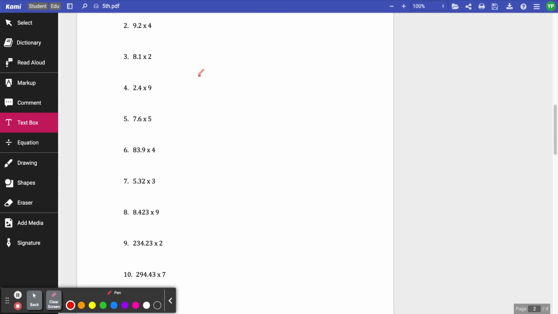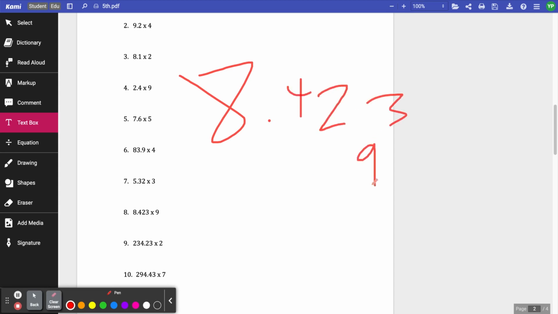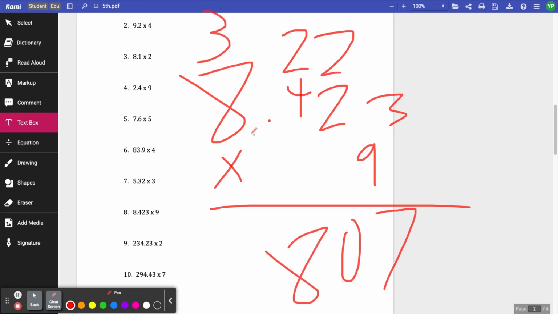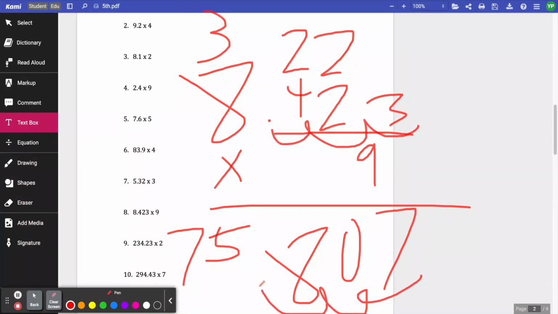And let's try number 8. 8.423 times 9. 9 times 3 is 27. So move the 2 to the top. 9 times 2 is 18, plus 2 is 20. 9 times 4 is 36, plus 2 is 38. You move this to the top. 9 times 8 is 72, plus 3 is 75. And you can see that there are 3 decimal places right here. So you go 1, 2, 3. So it's going to be 75.807.